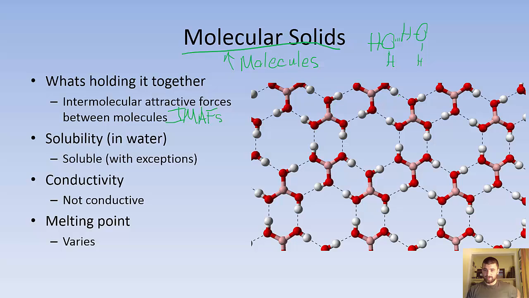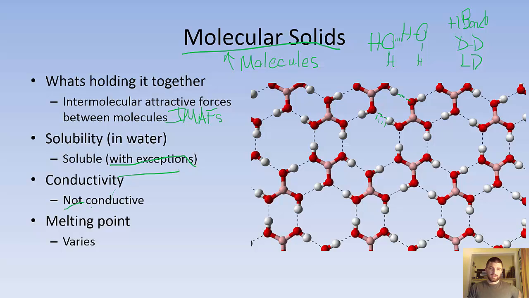For this example, the dotted lines are showing the attractive forces. They're not covalently bonded, they're just kind of attracted to each other, whether it be hydrogen bonding, dipole dipole, or the London dispersion forces. They're holding them in place. Solubility, yeah, they can be soluble. You know, there are exceptions. There are molecular solids that won't dissolve, and then there's molecular solids that will. But we generally say they're soluble.